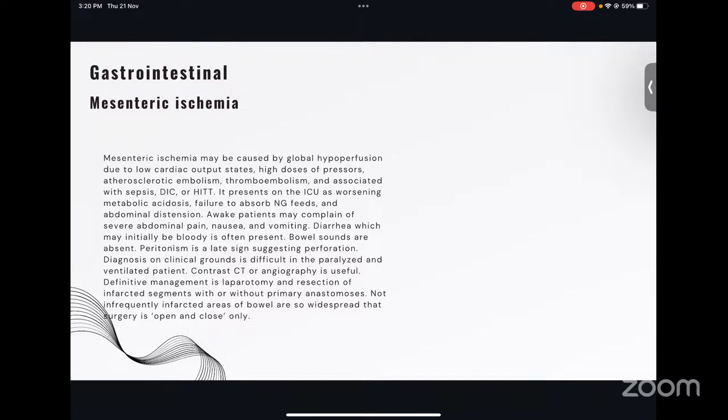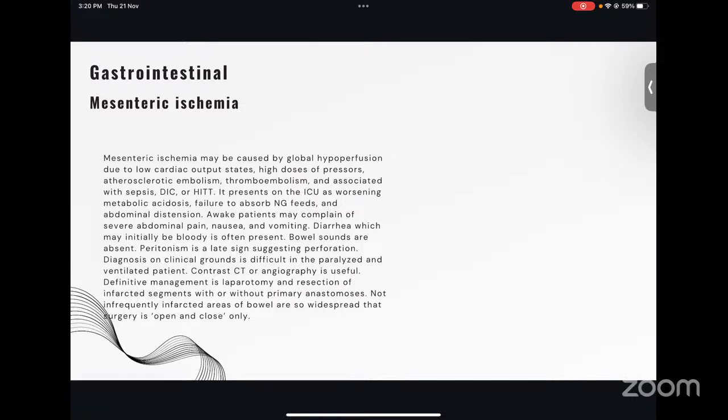Mesenteric ischemia may be caused by global hypoperfusion due to a low cardiac output state, high doses of pressors, atherosclerotic embolism, and thromboembolism. It presents in the ICU as worsening metabolic acidosis, failure to absorb nasogastric feeds, and abdominal distension.